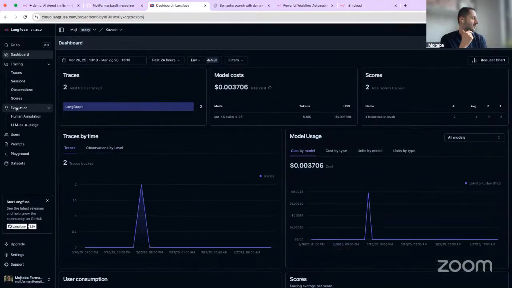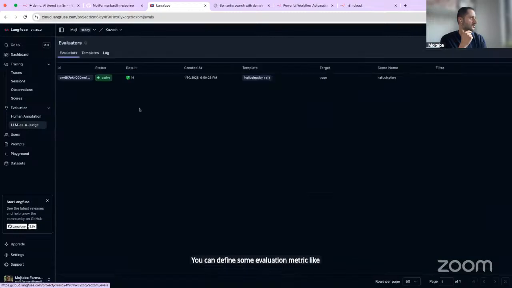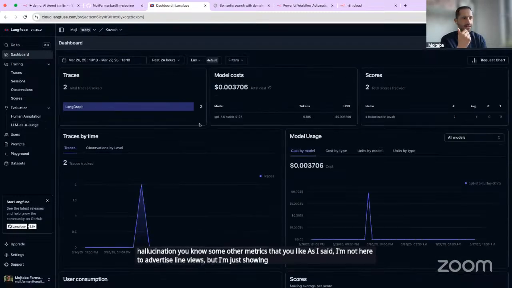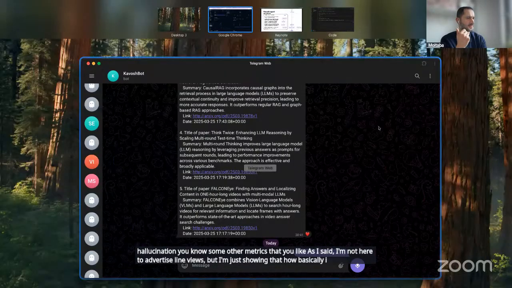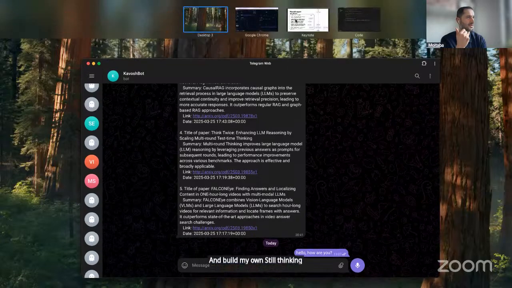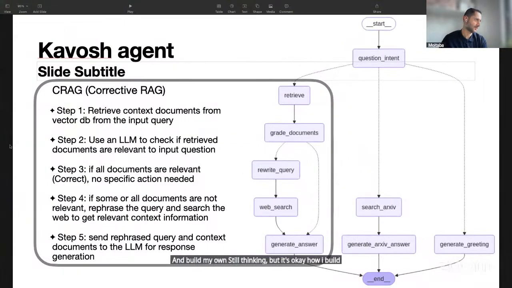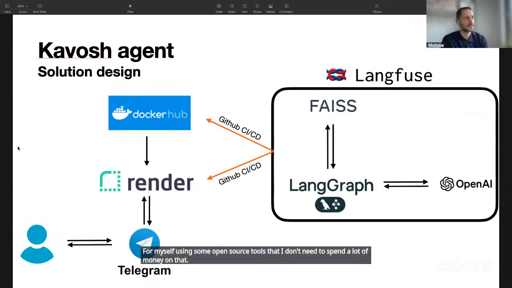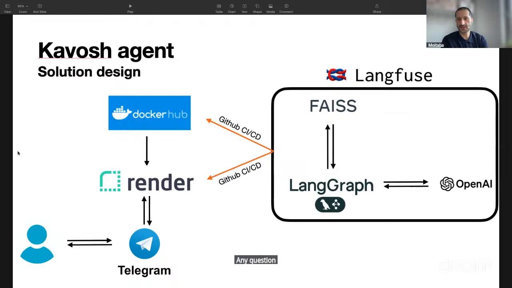You can define some evaluation metrics, like LLM as a judge, to detect hallucination, or other metrics that you like. As I said, I'm not here to advertise Langfuse, but I'm just showing how I built my own agent for myself using some open source tools, so that I don't need to spend a lot of money. Any questions? Because this will summarize my talk.